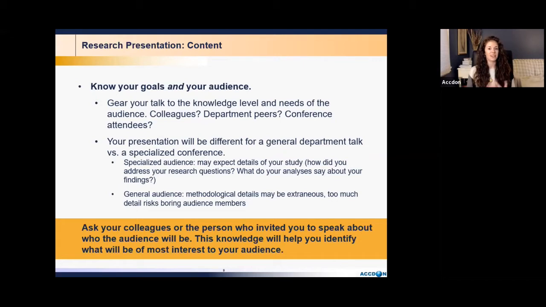One way that you can get clues into what your audience may be is to ask people that have already been to a conference that you're going to be presenting at what the audience is going to be like. Or if you are invited to speak at a department, you should definitely ask the person who invited you what the audience will be like. This is an important step in setting up an effective talk, because this knowledge will help you identify what's going to be of most interest to your audience, and then you cater your talk specifically to that audience.